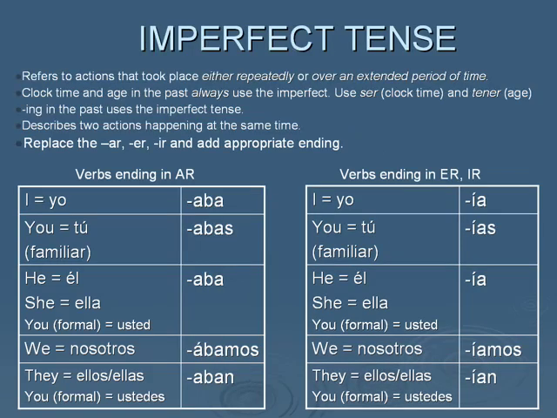The imperfect is also a past tense, except it refers to actions that take place either repeatedly or over an extended period of time. For clocks, you use ser, and for age, you use tener. And it's also used to describe two actions happening at the same time. As you can see, the AR ends completely different than the ER and IR. The good thing about the imperfect is there's only 3 irregular verbs: ser, ir, and ver.